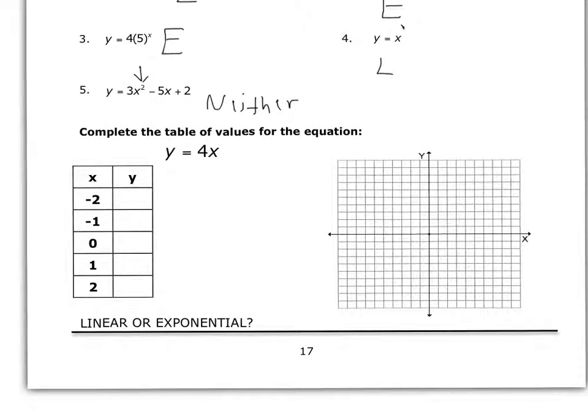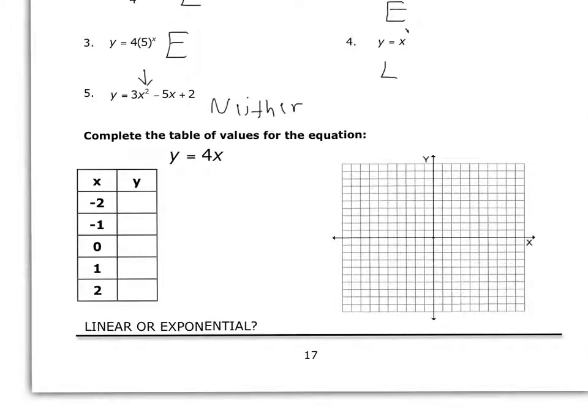Okay, so let's look at this table of values and decide if we have a linear or exponential function. Well, we don't even need to graph it necessarily. We could, but actually let's go ahead and graph it. We have negative 2 times 4, so 4 times negative 2 would give us negative 8. 4 times negative 1 would give us negative 4. And 4 times 0 would give us 0. 4 times 1 is 4, and 4 times 2 is 8.